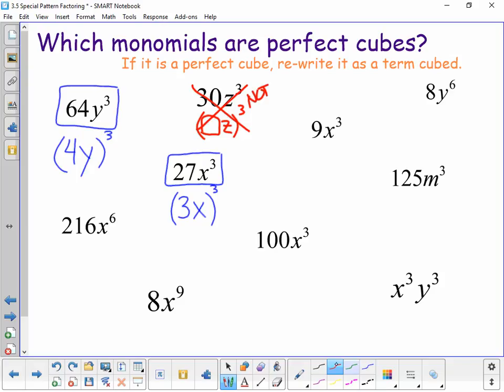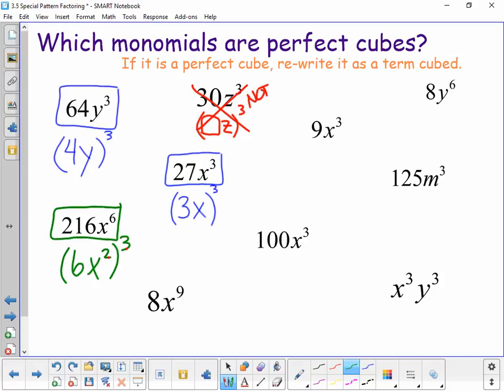Let's go down here to the 216 now. 216, I happen to know, is 6 to the third power. And if we're thinking about what variable we might raise to a third power to get x to the 6th, that would be x squared. In this case, you would multiply these two powers to get the 6th power on that x.